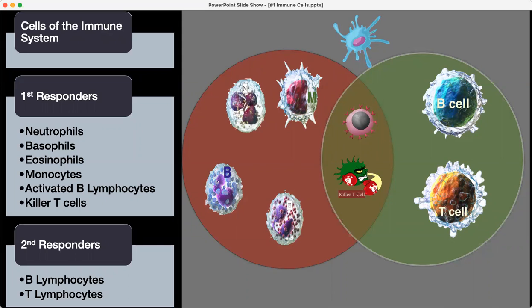So just putting this all together, the cells of the immune system look like a Venn diagram with only two circles. These first responders are in the red circle, and the second responders are in the green, and they overlap with those activated B and T lymphocytes. As soon as you've had that first exposure or a vaccination, you're ready to fight the infection very quickly, before there's much destruction of host tissue.